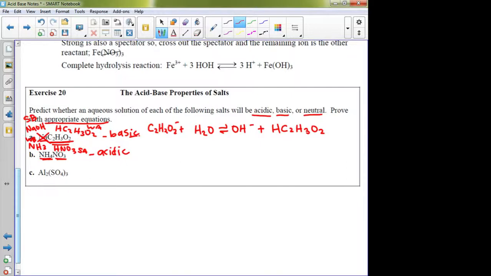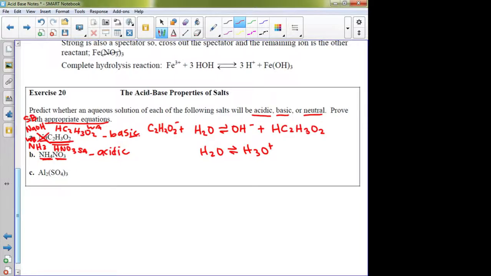Still with me? All right. So now I'm going to show my H2O this time go into H3O positive instead of OH negative, because this is acidic. Still with me?